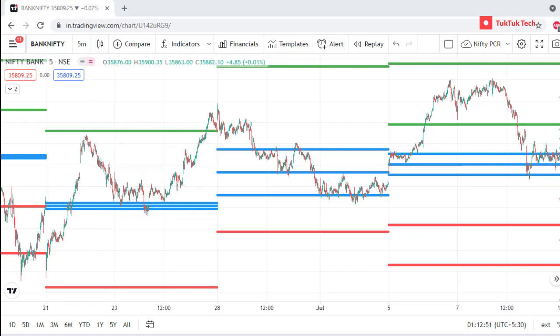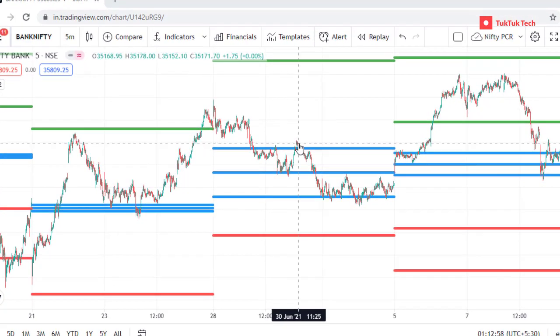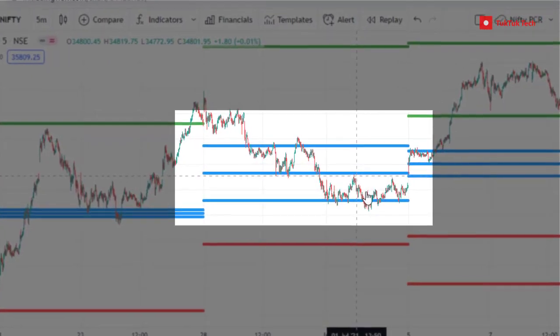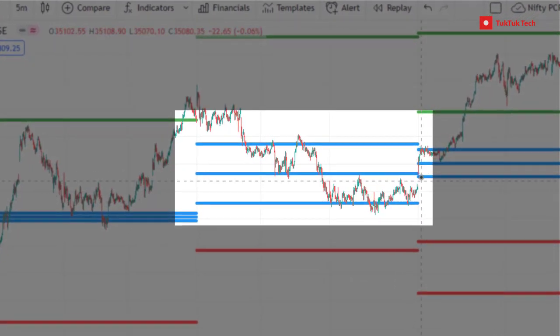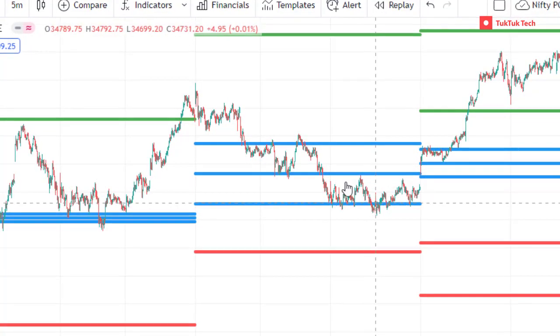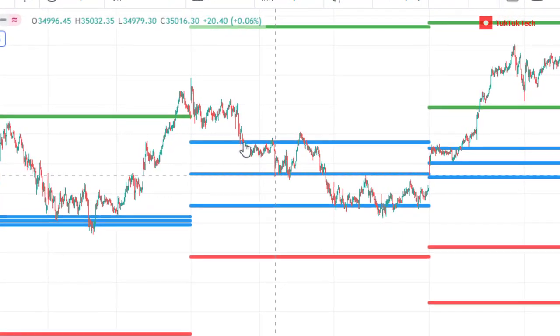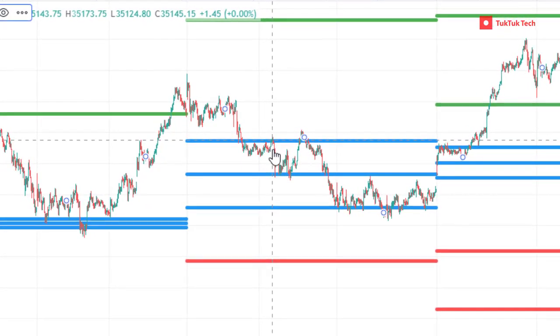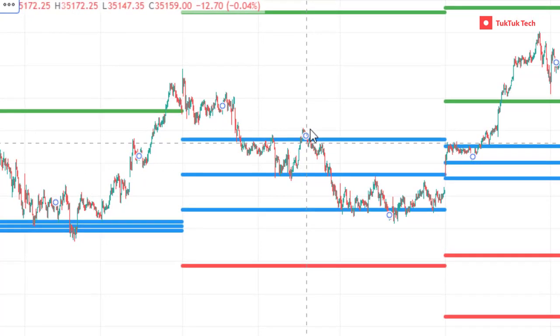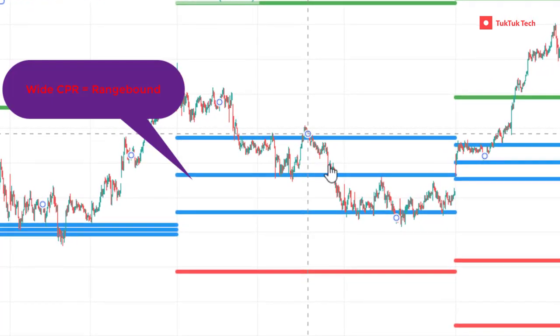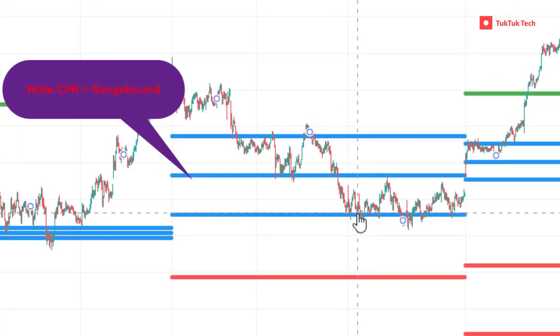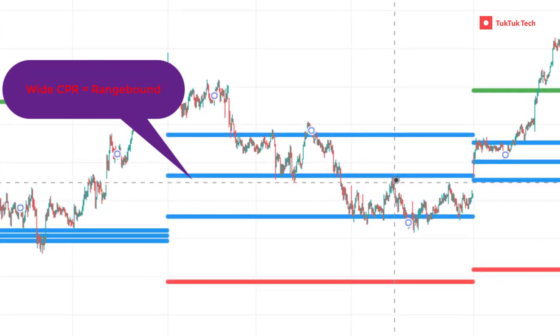Let's check one more example on Bank Nifty. Week starting from 28th of June 2021. Central pivot range was very wide in Bank Nifty. Remember from the previous chapter that wide CPR can lead to sideways trading. You can notice Bank Nifty traded sideways for the whole week.